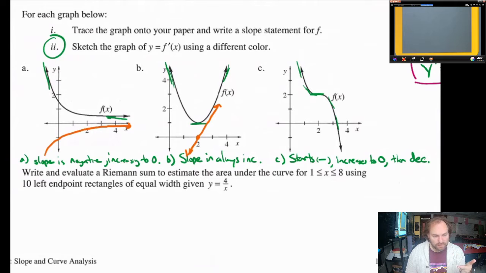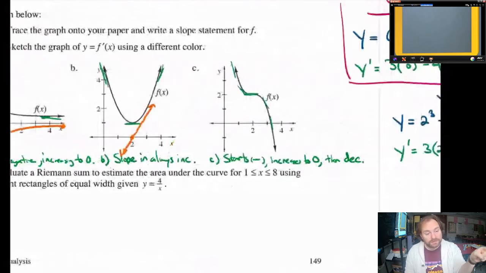Recognizing that the derivative of this quadratic would just be a linear equation. In question C, that's a cubic function. Its derivative is going to be a quadratic. And it's a quadratic that's going to start negative, go up to 0, and then decrease again. So it'll look something like this.